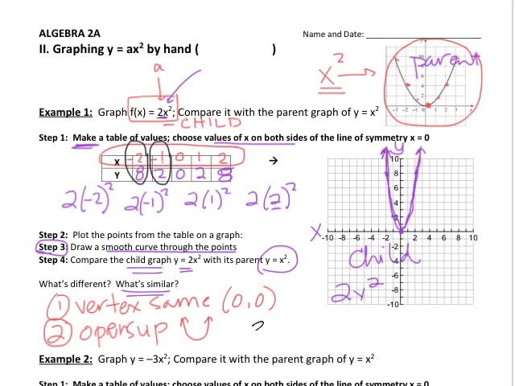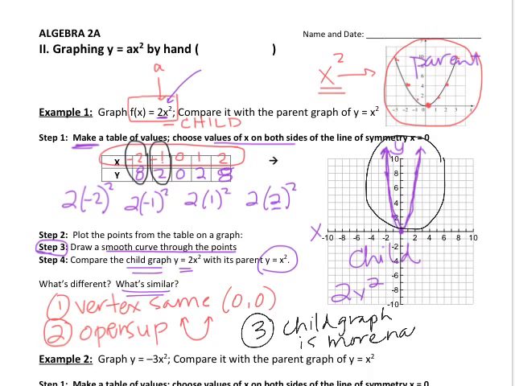And something that is different is that this graph, the child graph, is skinnier, right? The child graph is not as wide, we'll say it is more narrow than the parent graph. Notice that it's got less space in between the arms of the graph, right? It's not as wide as the parent graph where the arms are more open, so it's more narrow.